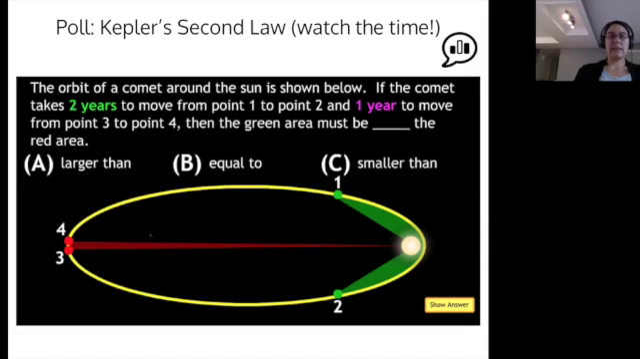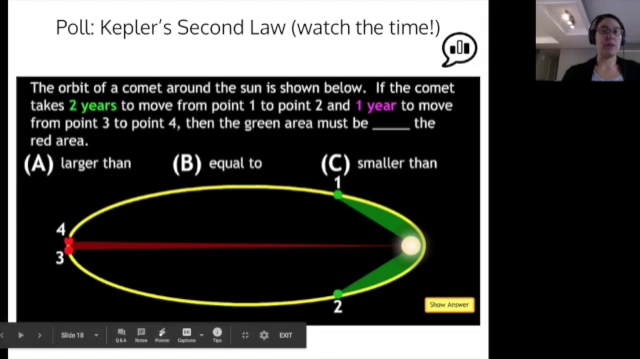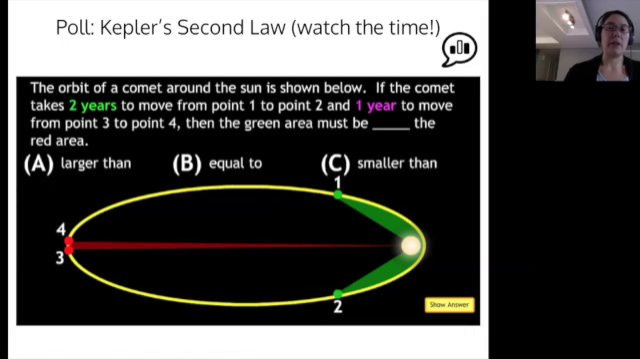Okay, let's look at a slightly different situation. Let's say that it takes the comet 2 years to move from point 1 to point 2 and 1 year to move from point 3 to point 4. In that case, how does the green area compare to the red area? So we have a longer time, so therefore we have a larger area swept out.